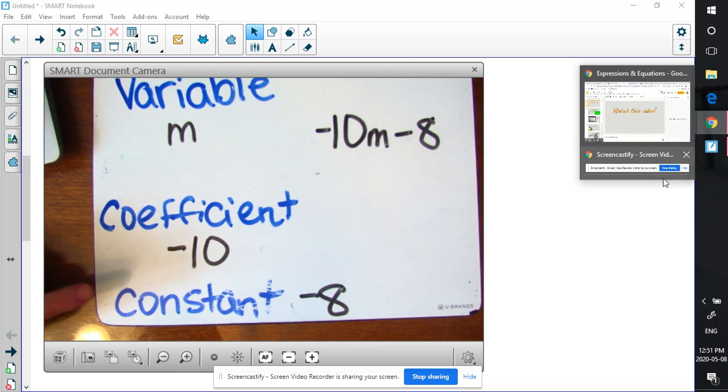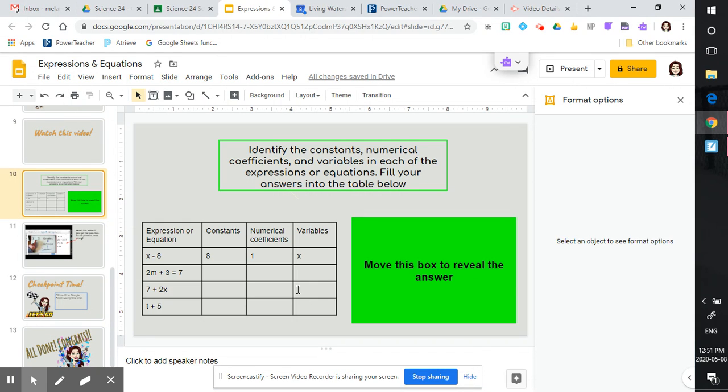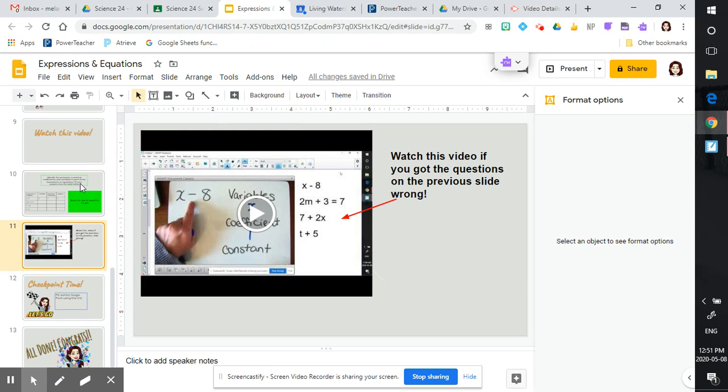All right, so now what you're going to do is go back to your slides. You're going to fill in this table, identifying the constants, coefficient. When it says numerical coefficient, that's the same thing, and variables. Then you're going to move this green box to check your work. If you got any of these wrong, then you're going to watch this video to figure out what you did wrong.